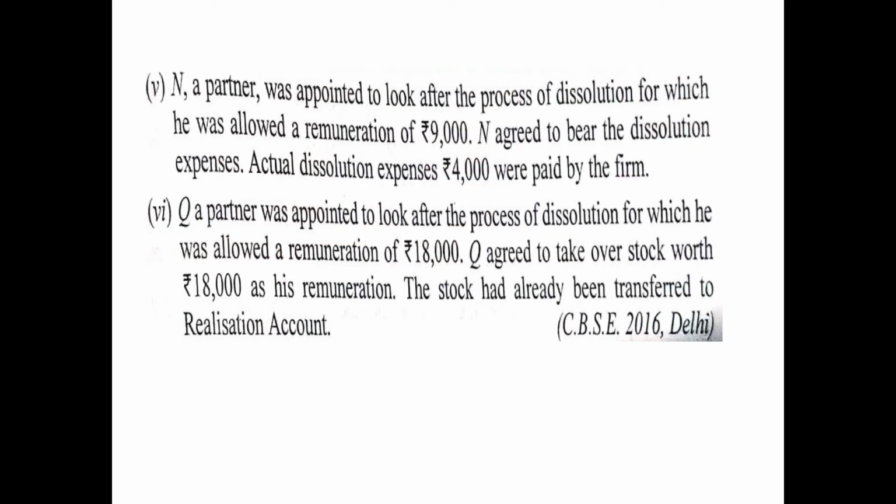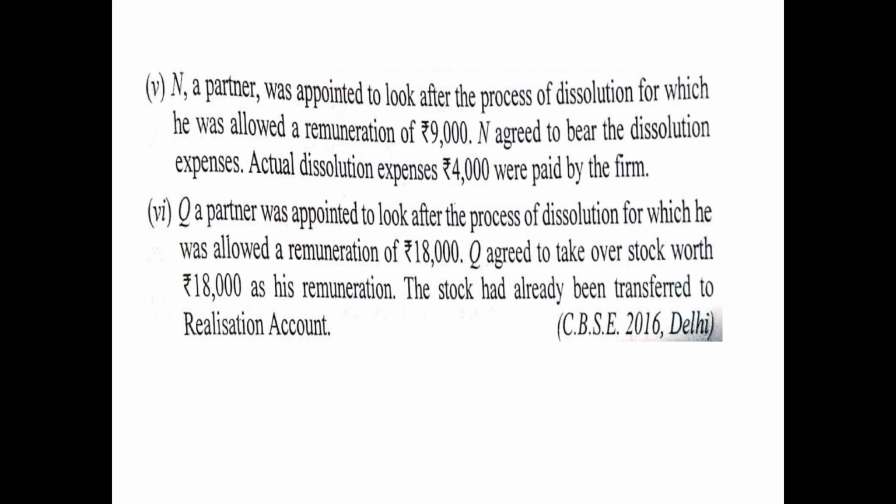Then point number 5. N, a partner, was appointed to look after the process of dissolution for which he was allowed a remuneration of 9,000. N agreed to bear the dissolution expenses. Actual dissolution expenses rupees 4,000 were paid by the firm. So in this situation, N is the partner who has to bear the dissolution expenses, for which he will be given 9,000 rupees as fixed remuneration. Whereas 4,000 dissolution expenses were incurred and these were for the time being paid by the firm.